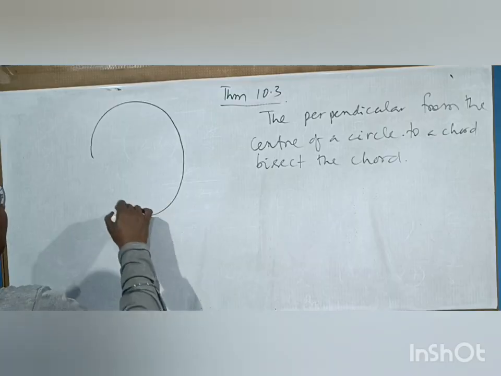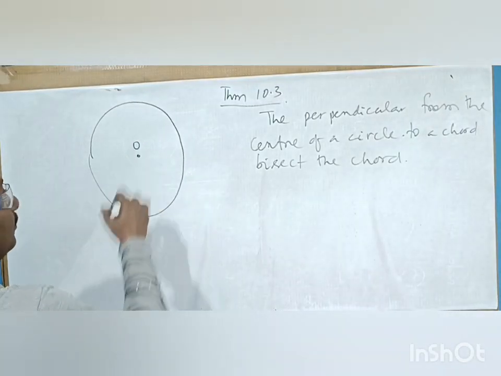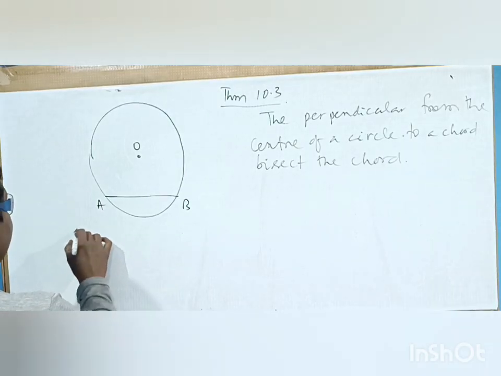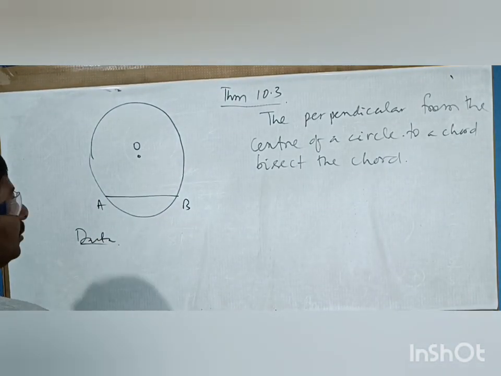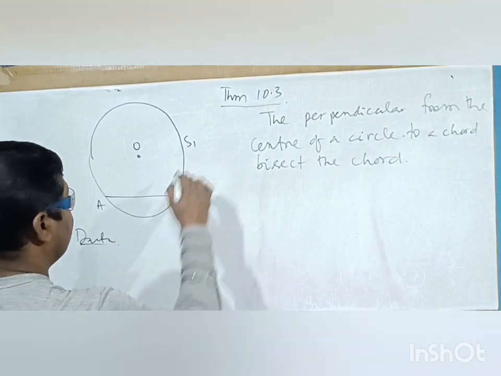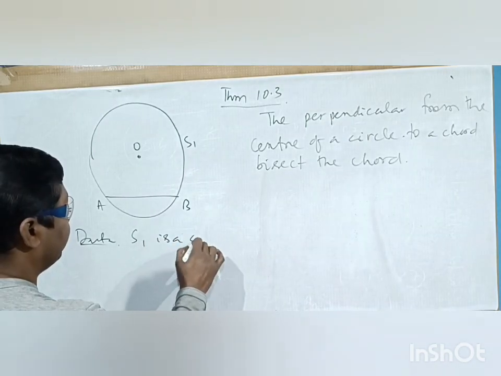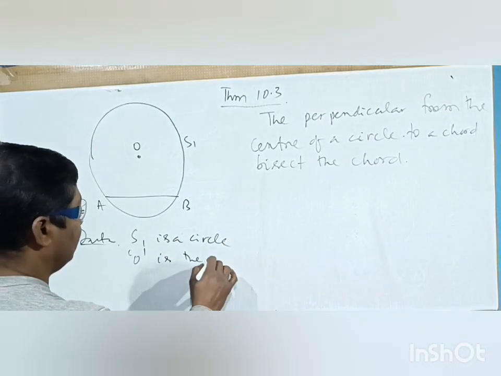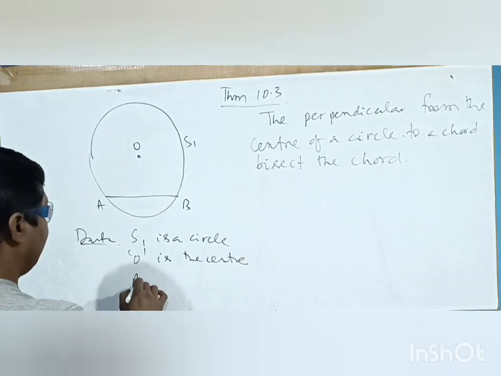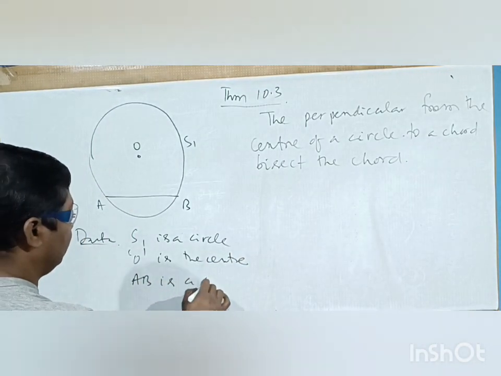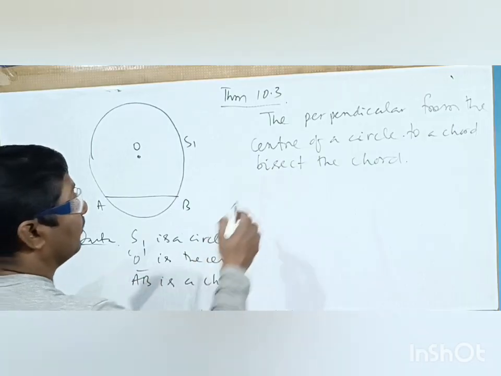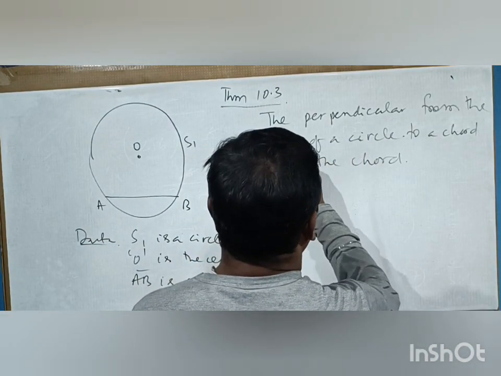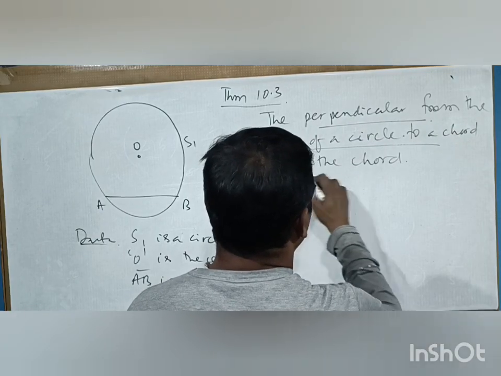So first do the diagram. This is the center O. Suppose this is a chord. So what is the data given? See, first S1 is a circle. O is the center. And AB is a chord. Suppose this is given up to this. This is the data given and this is the proof.